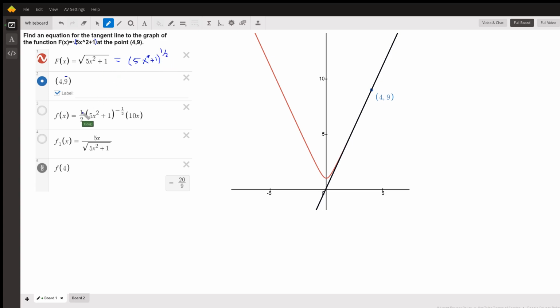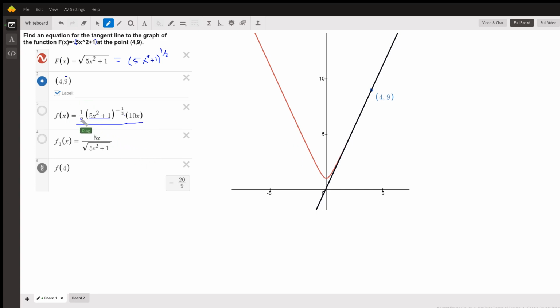So the power rule says we move that 1/2 down front and reduce the exponent by 1. So 1/2 minus 1 becomes negative 1/2. And the chain rule follows by taking the derivative of the inside. The derivative of 5x squared is 10x. The derivative of plus 1 is 0. So there is the definition of F prime, big F prime or little f prime.